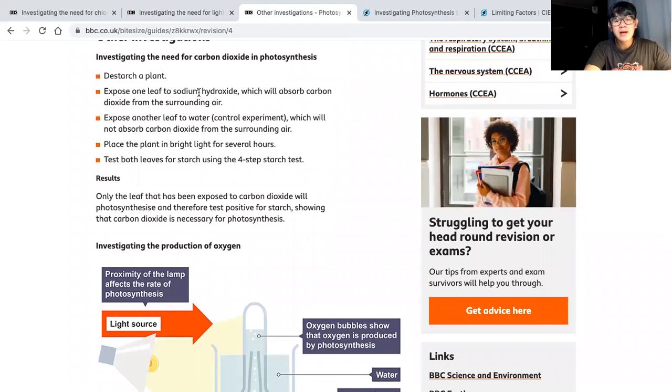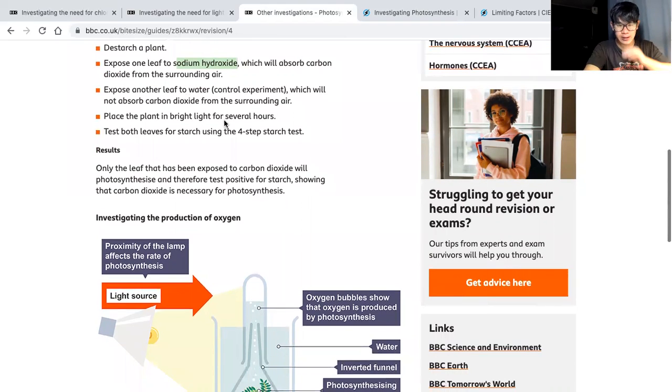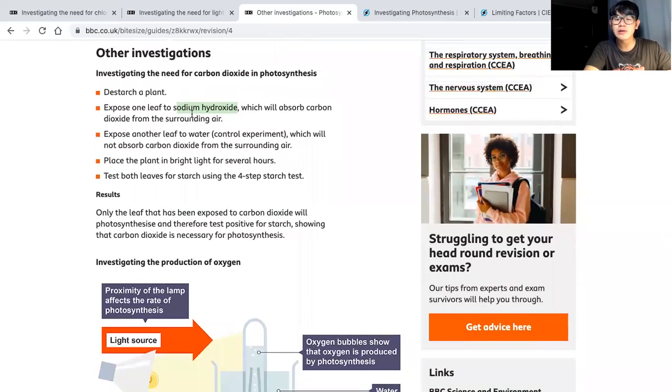One container, they are exposed to sodium hydroxide. Okay, one yang biasa saja, tidak ada sodium hydroxide. So you see here, one exposed to sodium hydroxide, exposed another to water, which is a control, which does nothing. But sodium hydroxide, they will actually do something.